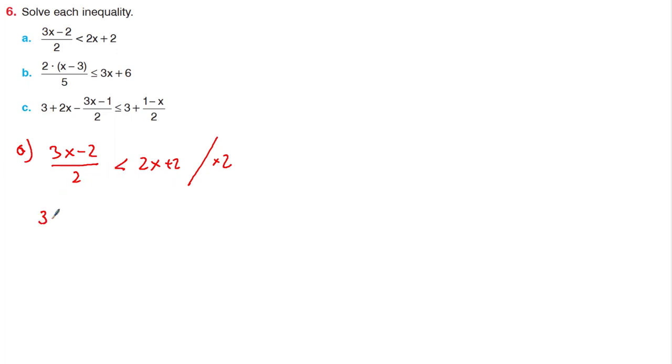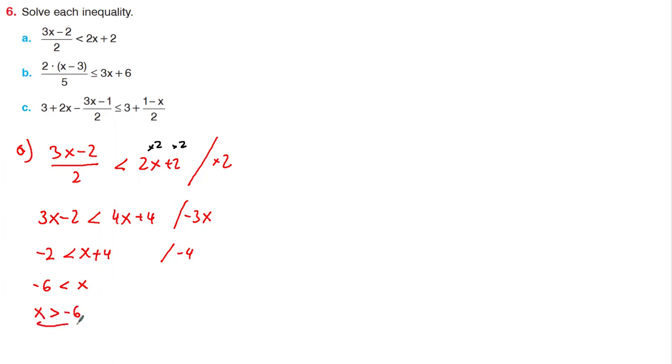So what do we have on the left side when we multiply by 2? 3x minus 2. Now right side multiplied by 2 means we'll multiply this term by 2 and this term by 2. So what do we get? 2x times 2, that makes it 4x plus 4. Right, now this exercise is just solvable like the previous ones. Minus 3x, so negative 2 is less than x plus 4. Now I subtract 4, so we get negative 6 is less than x. To write it in a more convenient way, something like this.